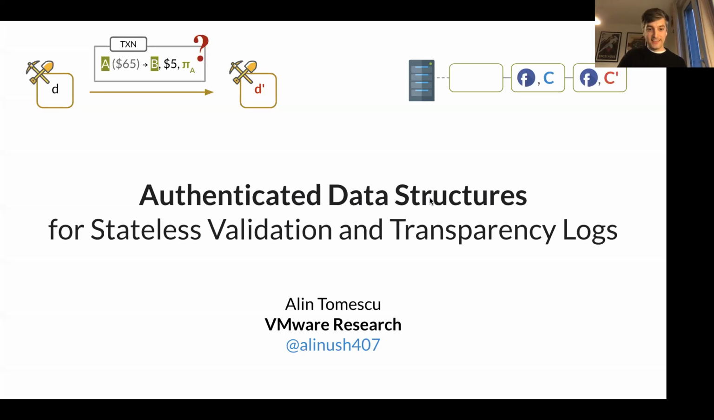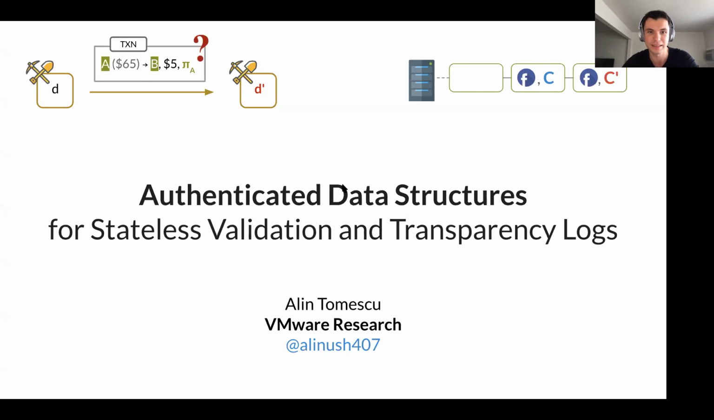Thanks. Thank you so much, Philip, for the introduction and for having me. It's a pleasure to be here. So I'll be talking about several of our works on authenticated data structures that focus on stateless validation for cryptocurrency transactions and on transparency logging.